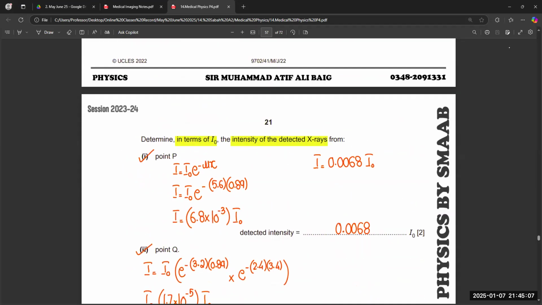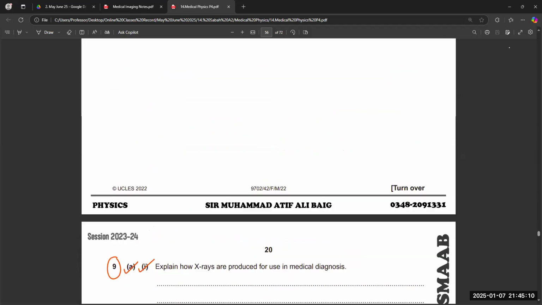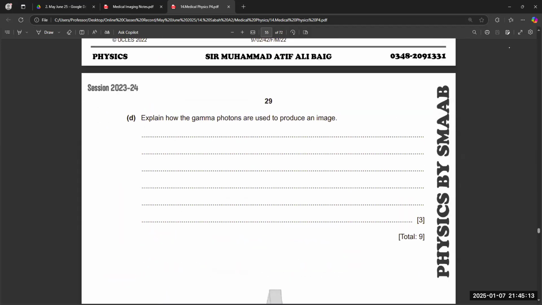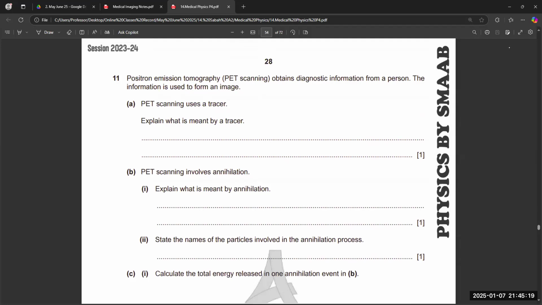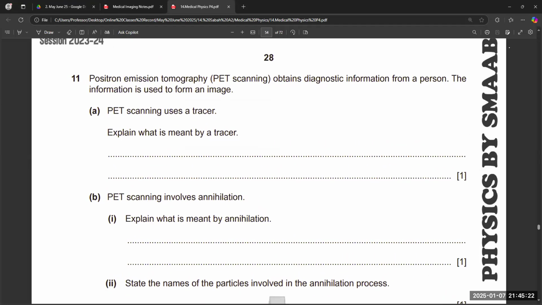Okay, so we discussed this question related to the intensity part, and before that we have this question related to PET scan. In this question: PET scanning obtains diagnostic information from a person, and the information is used to form an image. PET scanning uses a tracer. Explain what is meant by a tracer.